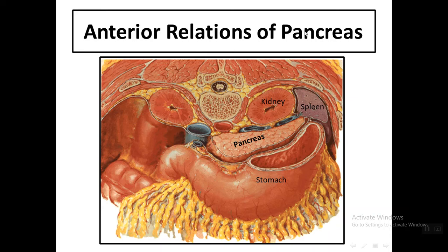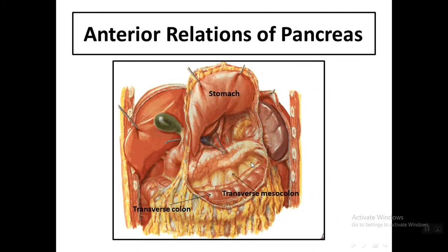What are the anterior relations of the pancreas? Here, this is the pancreas. It is related anteriorly to the lesser sac or the omental bursa, and it is related to the stomach. Also anteriorly, we have the attachment of the transverse mesocolon and the presence of the transverse colon. So the structures will be the transverse colon, transverse mesocolon, the lesser sac, and the stomach. All these are the anterior relations of the pancreas.